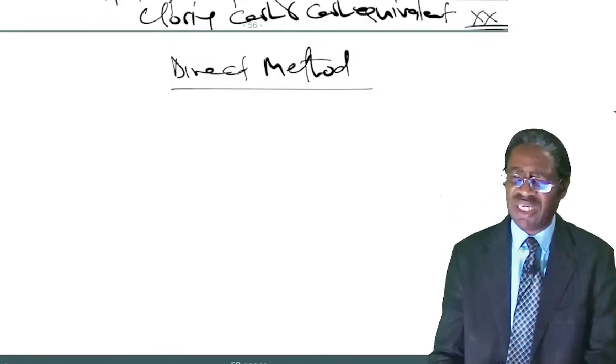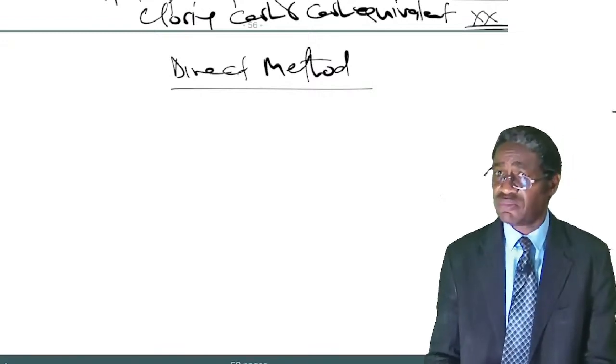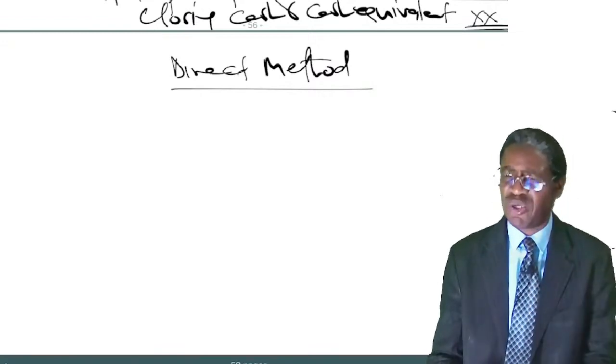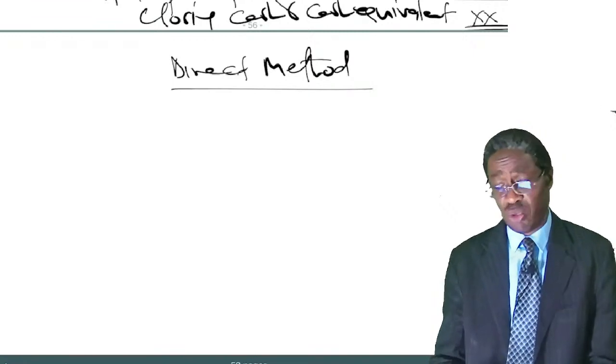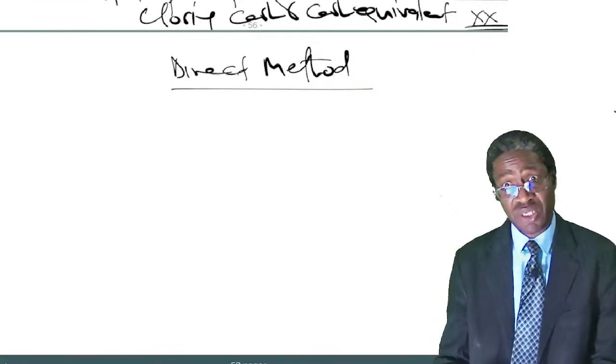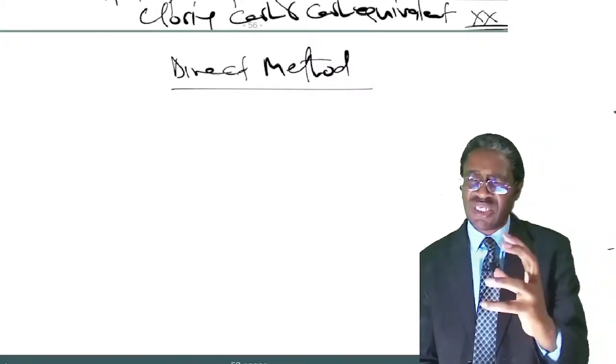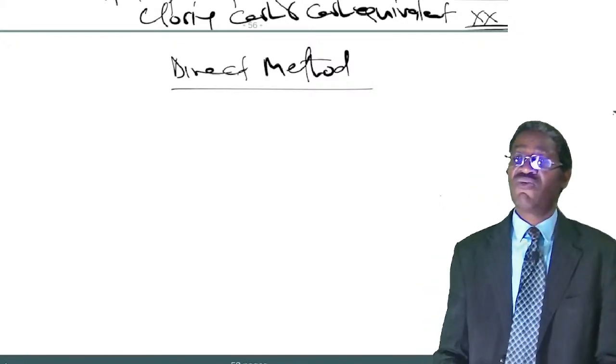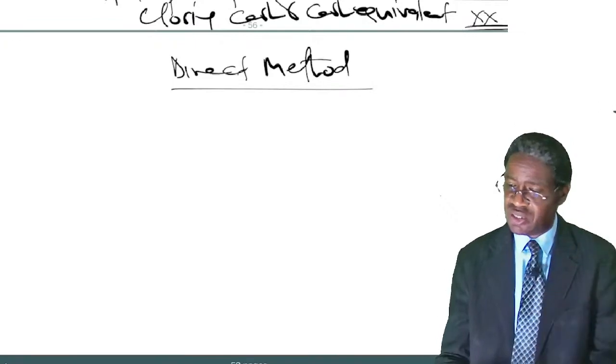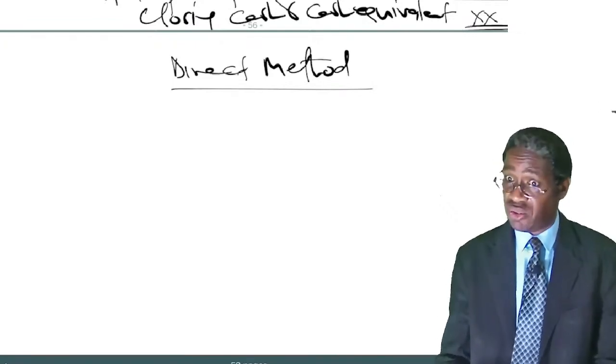So let's remind ourselves, because this is not a new topic at this level. You must have covered it before. So let's remind ourselves, how do you present cash flow from operating activities using the direct method?